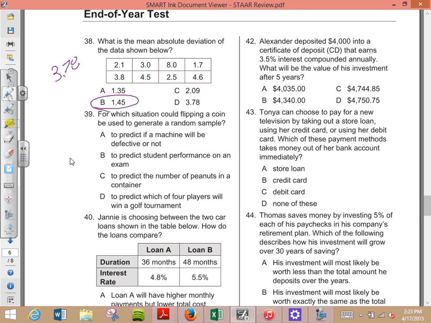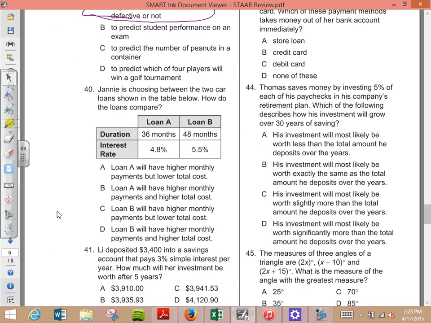B. So which of the following situations will flipping a coin be used to generate a random sample? That will be A, because A is the only one that has two options. The coin only has heads or tails, right? And A is the one that says it's either this or that. The other one says the performance on an exam, that varies, and you see that from your own grades. The number of peanuts, that could be any random number. And the 4 players, you have 4 options. The coins do not have 4 options. So the answer would be A. I'm sorry if I'm talking fast, but I have to.